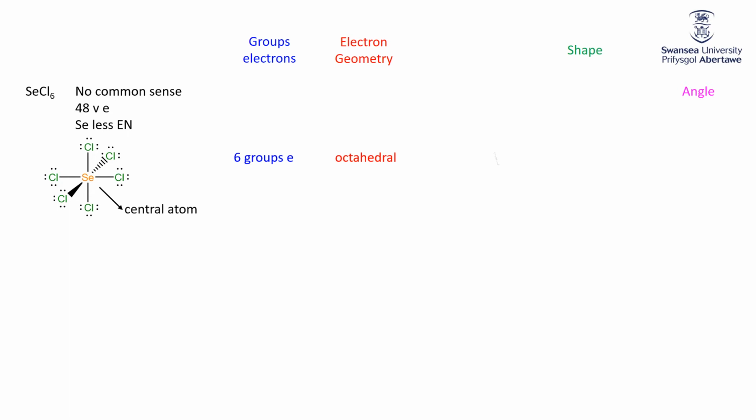We see all of those, they're all bonding groups, no lone pairs, so the shape is also octahedral, and there's the pretty little octahedron right there, okay? And the angles in an octahedron, 90. This is again a perfectly symmetrical molecule. The selenium has no lone pairs, is bonded all to the same type of atom, so therefore it is non-polar.